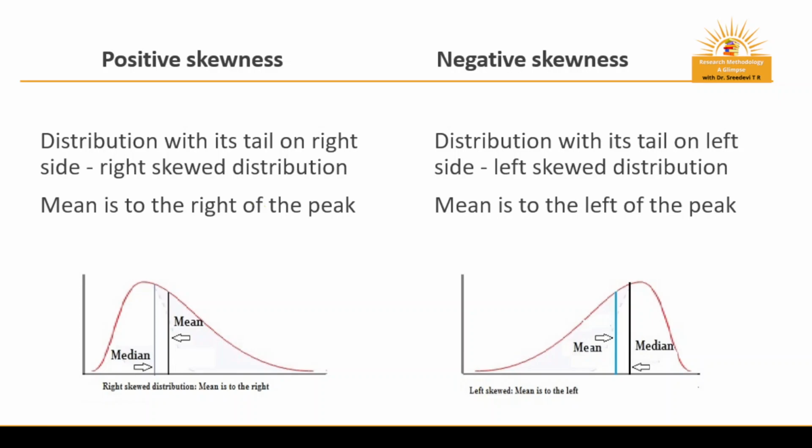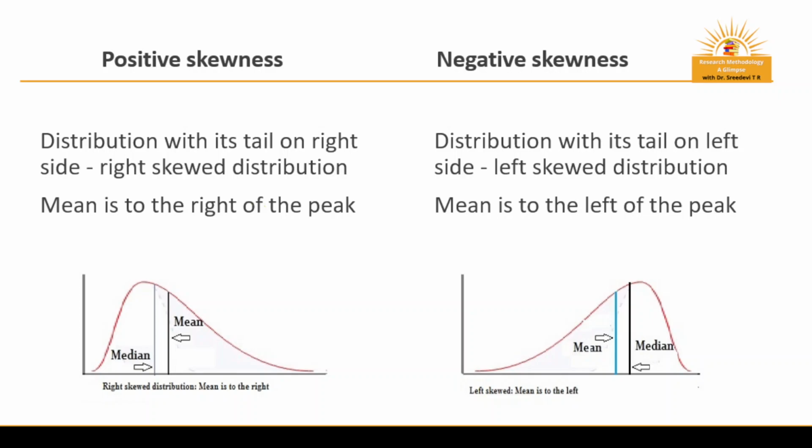It is clear from the picture, the distribution with its tail on right side. So if the distribution has a tail on the right side, it is positively skewed or right skewed. And the long tail is in the positive direction on the number line. More values are on to the left side of the distribution. Only few values are to the right.